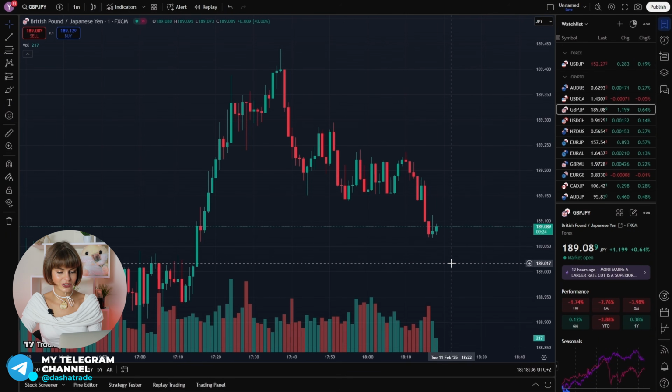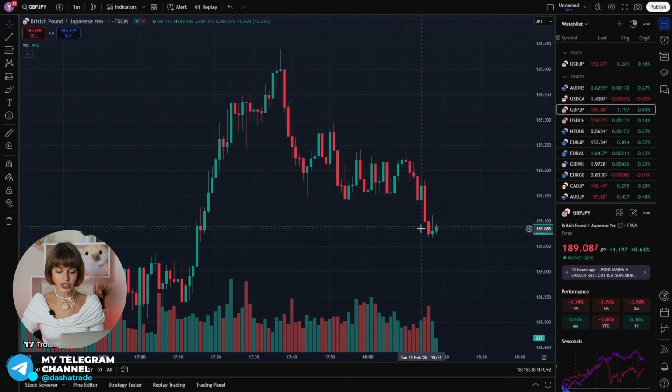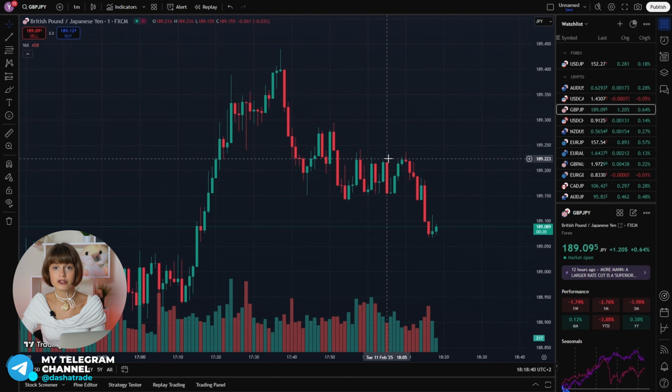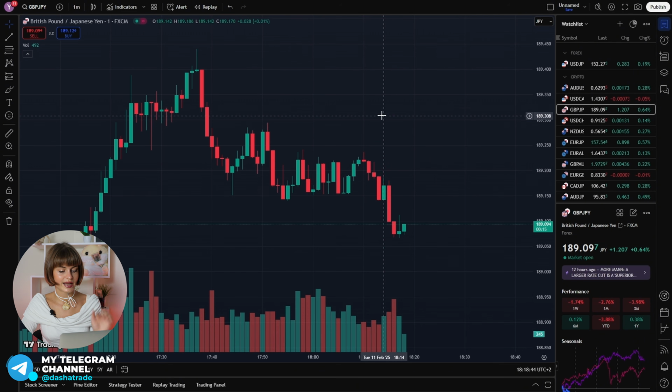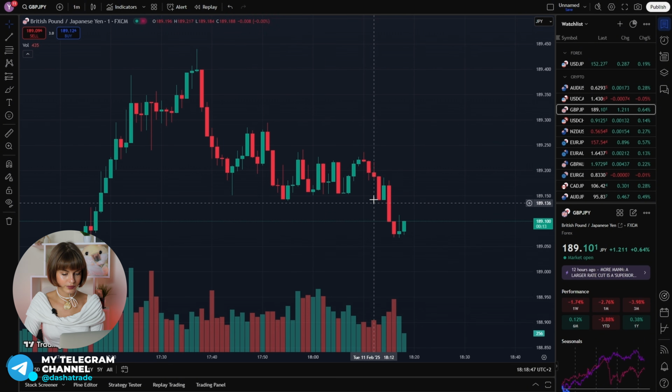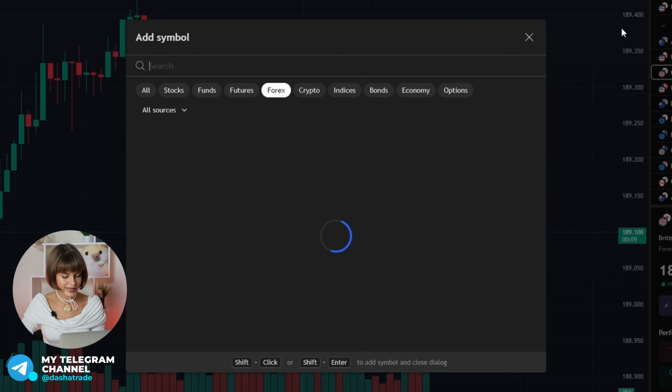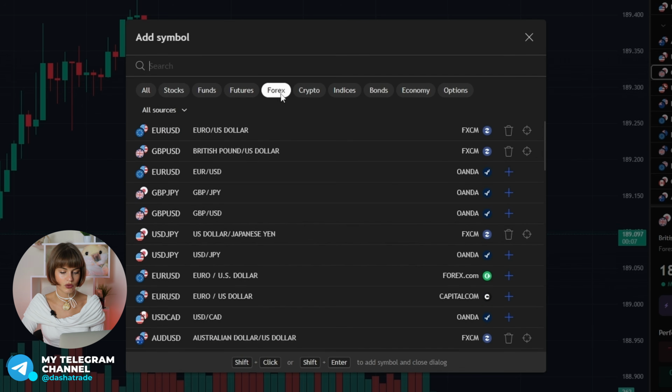So, I've switched to the TradingView platform. It's the largest platform for chart analysis used by a significant number of traders. Here, you will need to either sign up or sign in to your account. And to add the currency pairs that we need, we go to the section with the plus sign. Here we should have Forex chosen. And our task is to add those currency pairs with FXCM as the quotation provider.